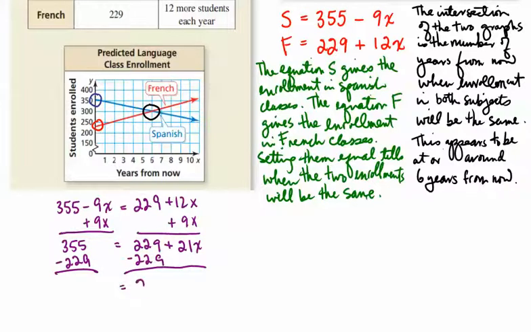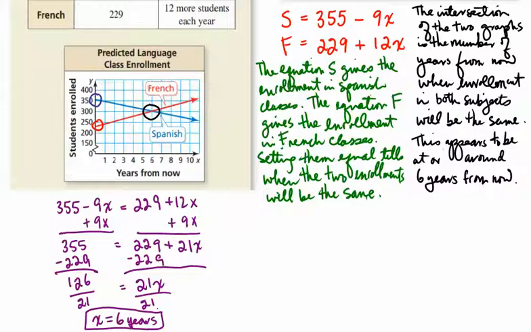At this point, I can subtract 229 on both sides. And I get 21x is equal to, and 355 minus 229, if you use your calculator, gives you 126. We divide both sides by 21, and we end up with x is equal to 6. Remember that x is years from now, so that will be in 6 years from now, and that's exactly what we could tell by looking at the graph.